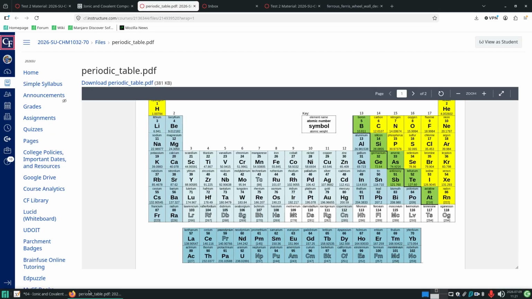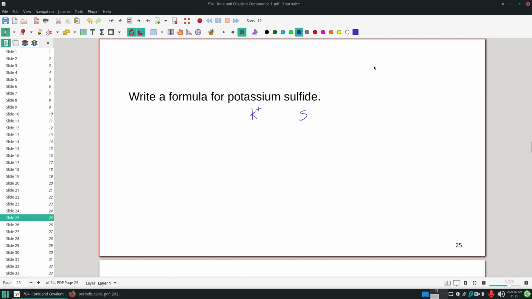Sulfur, they're underneath oxygen in group 16, so it's going to be a -2. And to neutralize that, we just have to have twice as many potassiums to get those charges the same, giving us K2S. All right, follow the same steps when you have that Roman numeral.